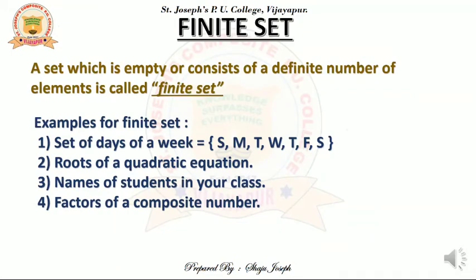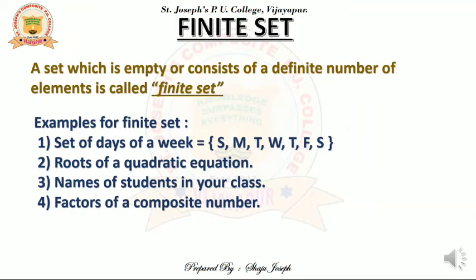Fourth one, factors of a composite number. Let us take an example like 6. What are its factors? 1, 2, 3, 6 itself. So we have 4 factors for this composite number. Since I can definitely say the number of factors, it is an example for finite set.